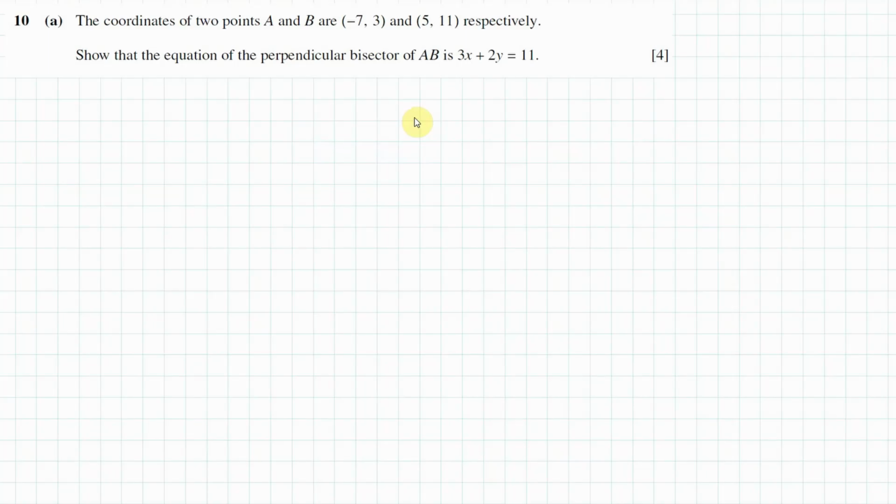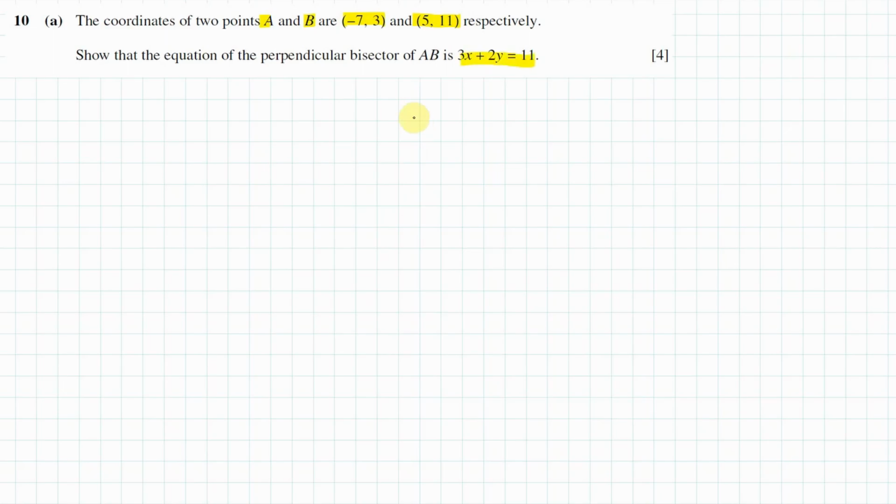Alright guys, so today we're looking at a coordinate geometry question. It will involve circles, which we learned about earlier in the year. The first part, however, is fairly simple. We've got 2 points, A and B, with coordinates -7, 3 and 5, 11. And we want a perpendicular bisector, and we've got to show that the perpendicular bisector is equal to this.